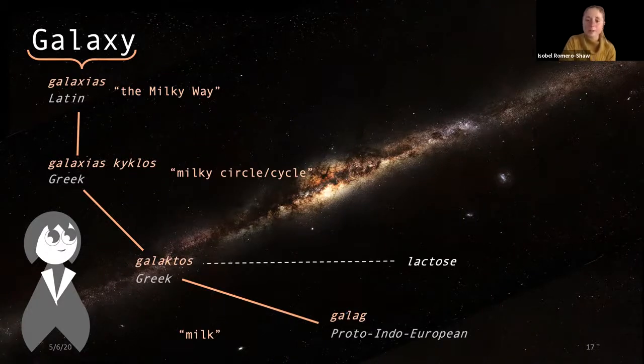So this word stems from the Proto-Indo-European word for milk, which was galag. And I think this is quite nice because it means that all of the other galaxies that we look at and we talk about as galaxies, their name stems from how we think our own galaxy looks, like a river of milk running across the dark night sky.